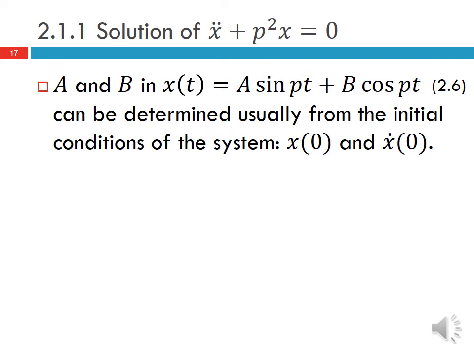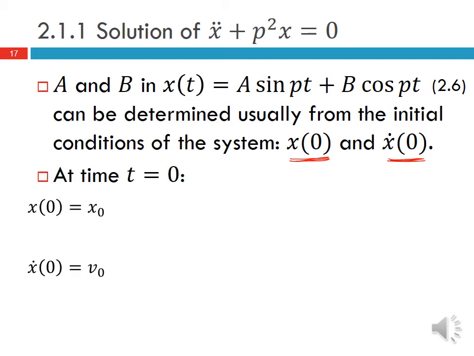So we've got these two constants, A and B, in our solution response here. A and B can be determined from the initial conditions of the system. Typically we'll define initial conditions as the initial position, so x at time 0, and the initial velocity, so x dot at time 0. So at time t equals 0, x of 0 is equal to x naught, and x dot of 0 is equal to v naught. These could be given or known quantities.